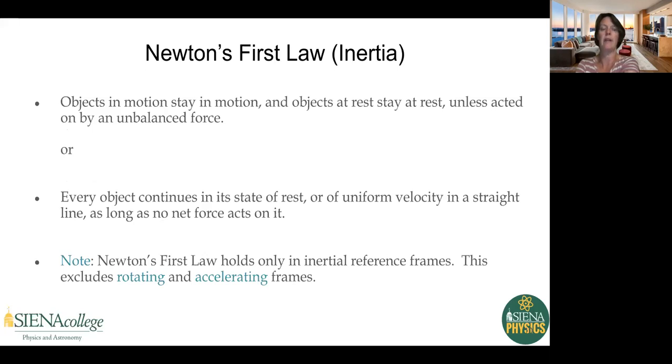Or we can say every object continues in its state of rest or of uniform velocity in a straight line as long as no net force acts on it. And one thing to remember is that Newton's first law holds only in inertial reference frames. So this excludes rotating and accelerating frames.